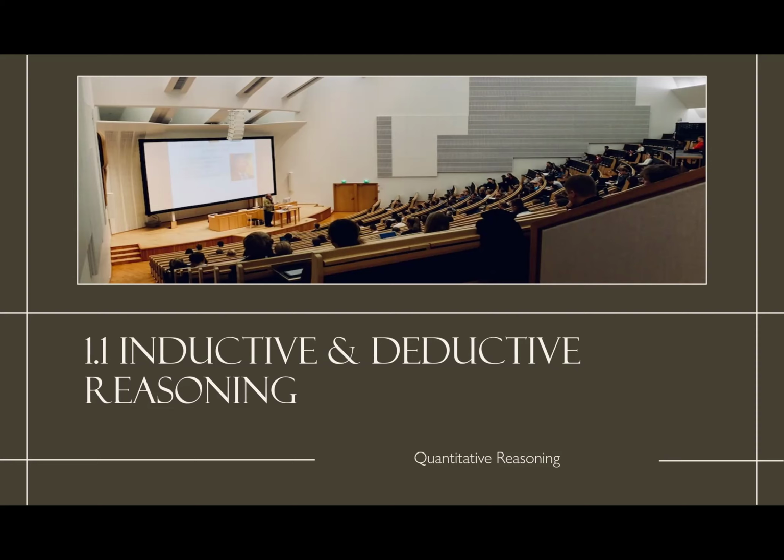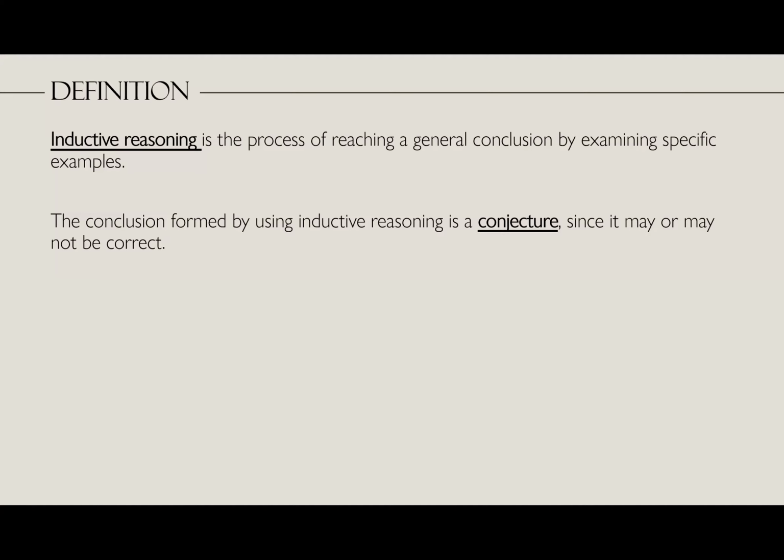So let's start off with defining inductive reasoning. Inductive reasoning is the process of reaching a general conclusion by looking at specific examples. In other words, if I have some previously established data, some past examples or current examples, I can make a conclusion based off of that information. This is what we call inductive reasoning, taking what we have and making conclusions from that.